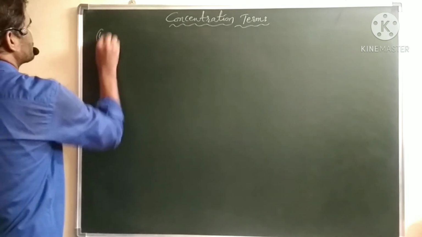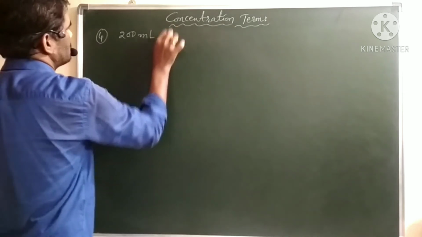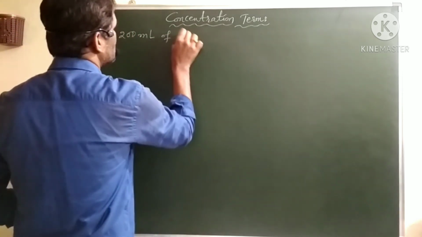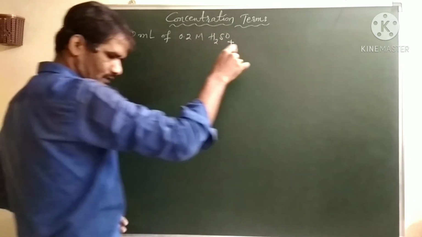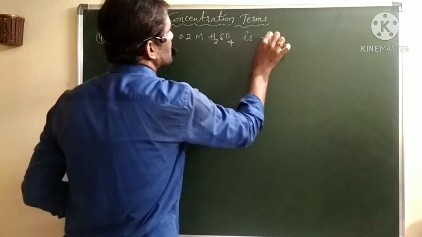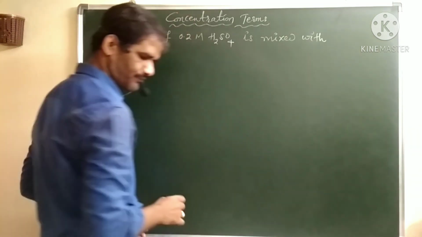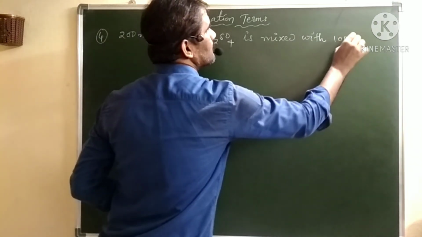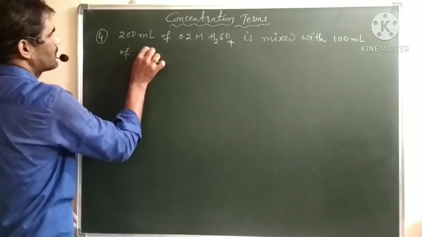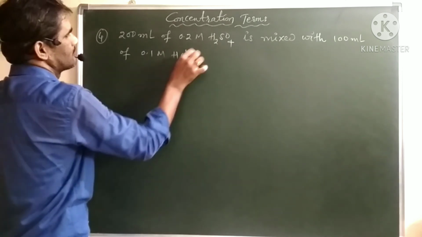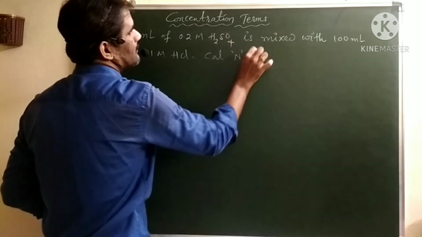Next, the last question. 200 ml of 0.2 molar H2SO4 is mixed with 100 ml of 0.1 molar HCl. Calculate again the normality of the mixture.